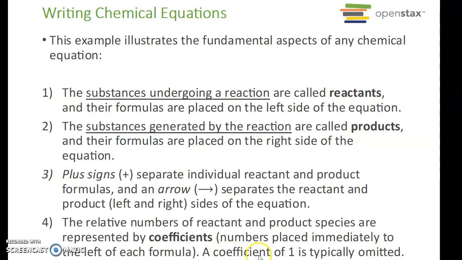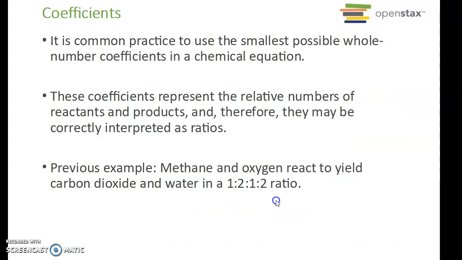Now, if the coefficient is 1, usually you don't write that one down. So the coefficients use the smallest whole numbers in the chemical reaction. These coefficients represent the relative numbers of reactants and products, and therefore they may be correctly interpreted as ratios.